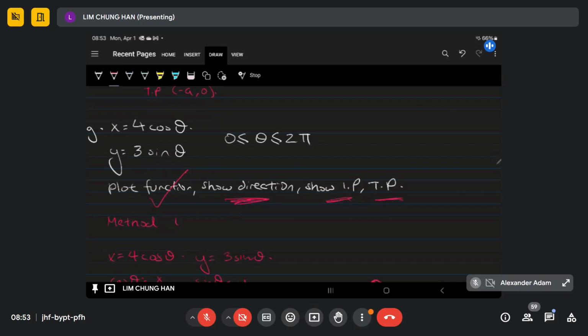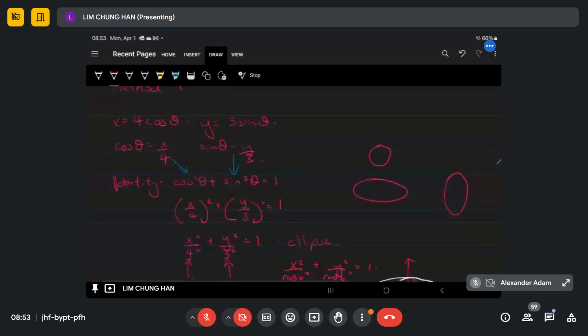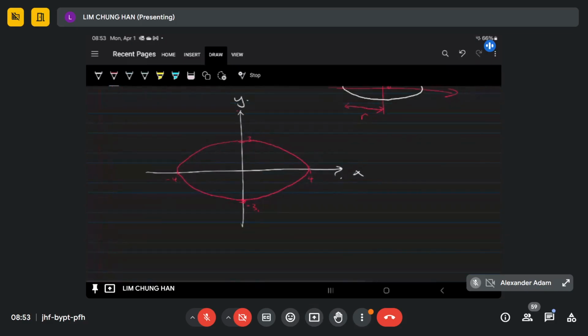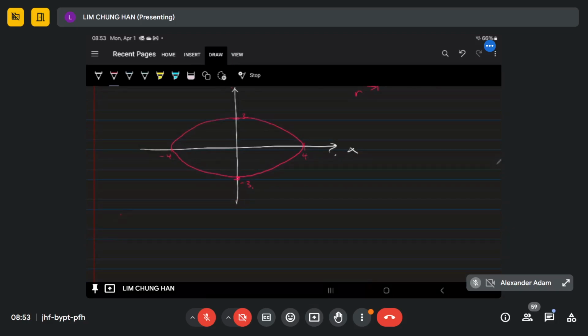So again, same problem as the previous one. We need to know where is the starting point, where is the initial point, where is the terminal point, and which direction it goes. At the moment, we don't know. So we need to plot 3 points. One for the IP, one for the TP, and maybe one midpoint, so that we know the direction.